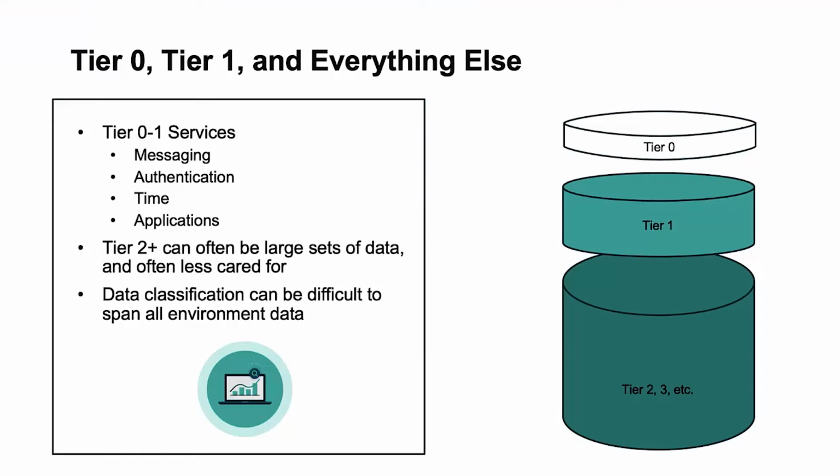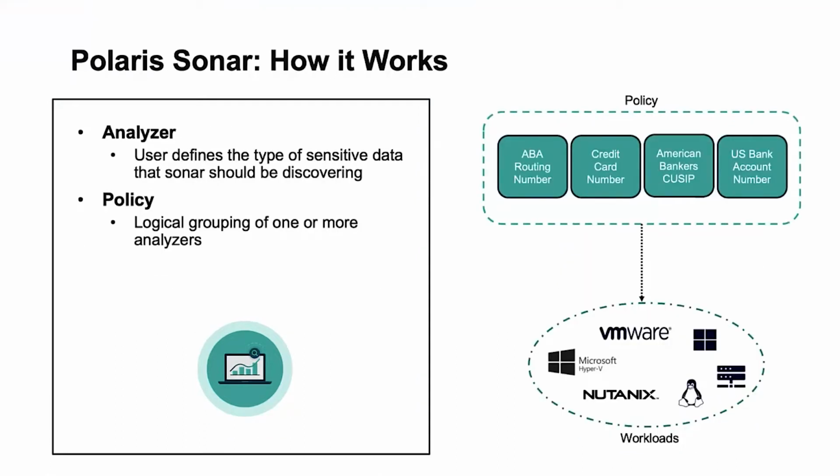Therefore, we have to potentially deploy agents and balance the impact on production resources because we're scanning where the data resides. This is where we can leverage backup data at rest to gain this visibility without having to deploy agents or balance production resources. Let's take a look at how Polaris Sonar works and how it's configured.